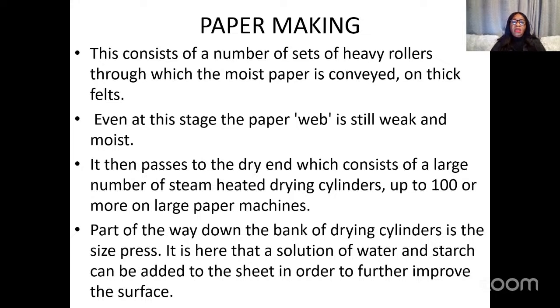So part of the way down the bank of drying cylinders is the size press. It is at this size press that a solution of water and starch can be added to the sheet in order to further improve the surface. So this is the stage where a solution of water and starch can be added to improve the surface property.